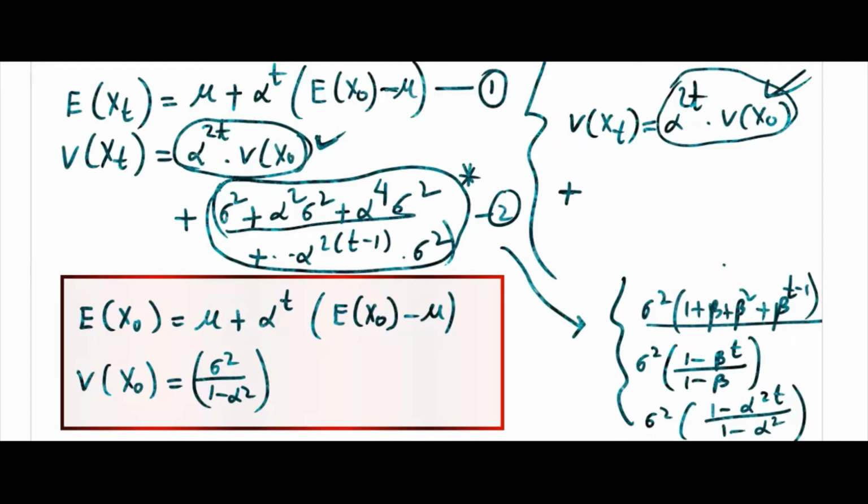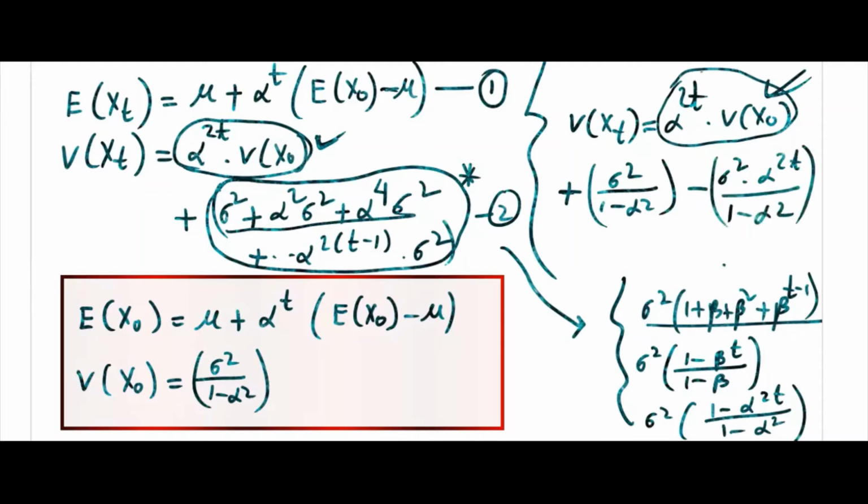If you multiply with this one, you get sigma square by 1 minus alpha square. That's fine. If you see the second one, that is actually sigma square alpha power 2t divided by 1 minus alpha square. So from these two I want to take alpha power 2t common. Then whatever expression I get, I will write within the bracket.